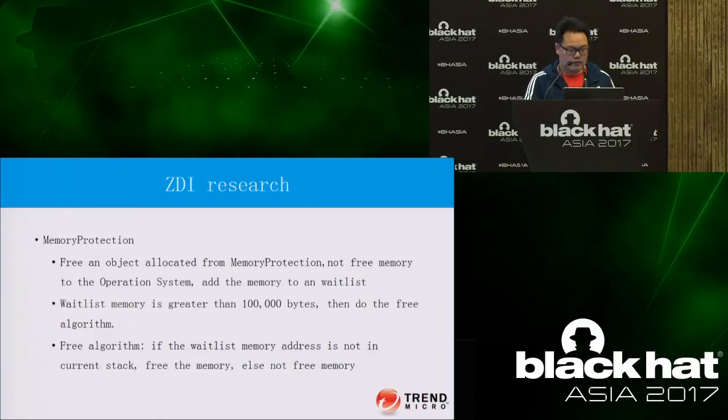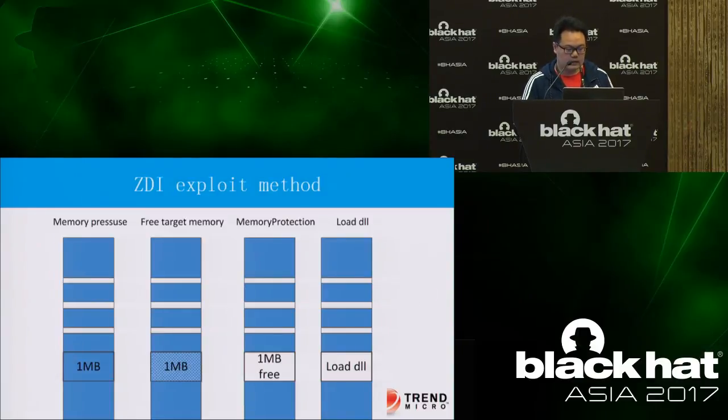The free algorithm is like this. If the witness memory address is not in the current state, it will free this memory; otherwise it will not free the memory. Okay, ZDI used this to exploit and to bypass ASLR like this.